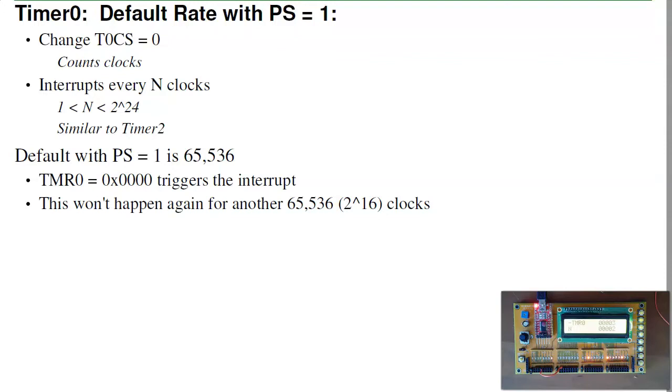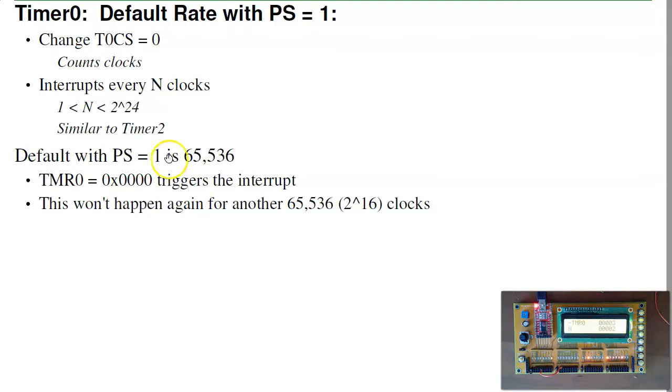I can have this run off the clock. And in that case, I can measure time or generate precise frequencies. If I change timer 0 source select to 0, I'm now using clocks. And I can trigger after every 1, really actually meaning 50, to 2 to the 24th clocks, or 1.6 seconds. Suppose I make the prescaler equal to 1.